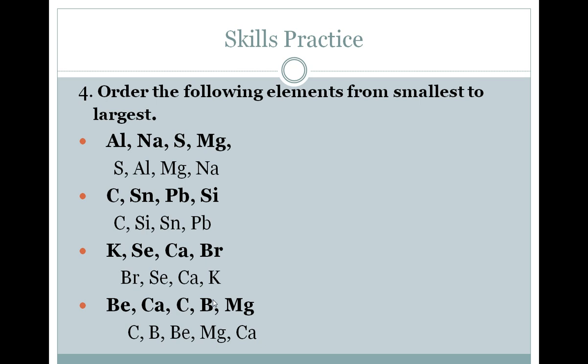Okay, so skills practice, the last one, says order the following elements from smallest to largest. From all of the parts that we did together, you should order them from smallest to largest like we did in the ChemQuest. So you have to do these and then order them from smallest to largest, and it shouldn't be that hard because this is pretty easy stuff.